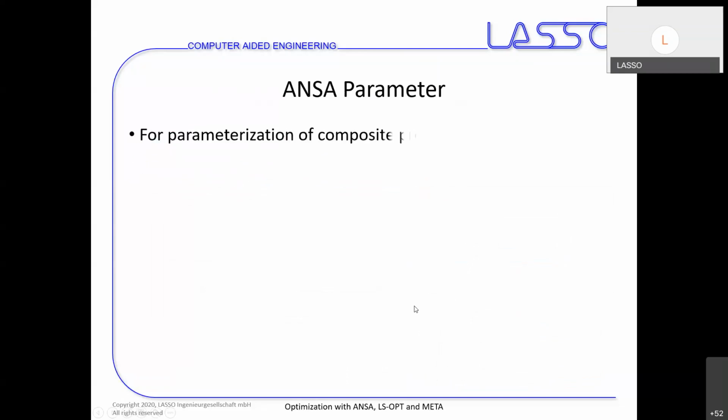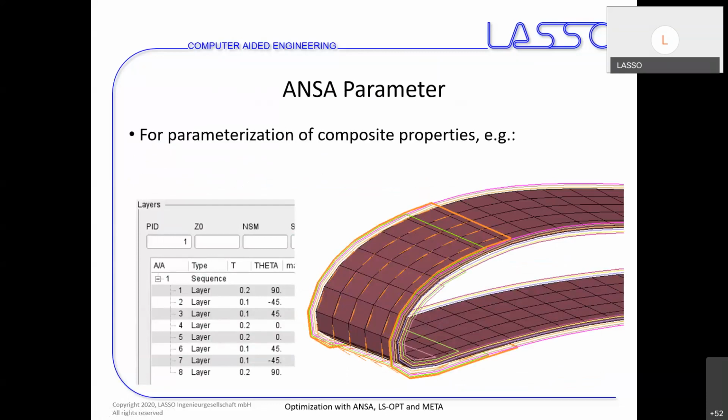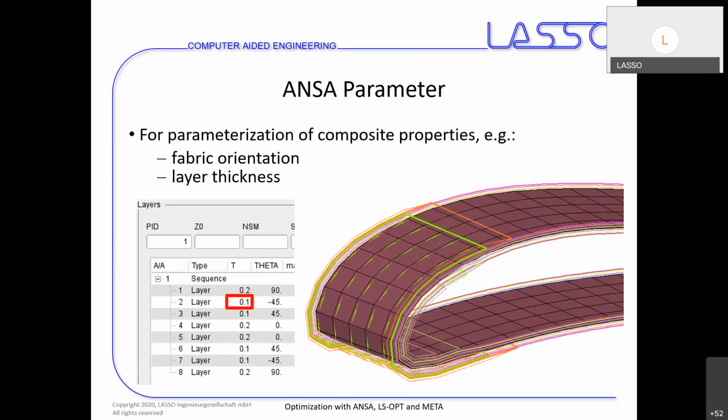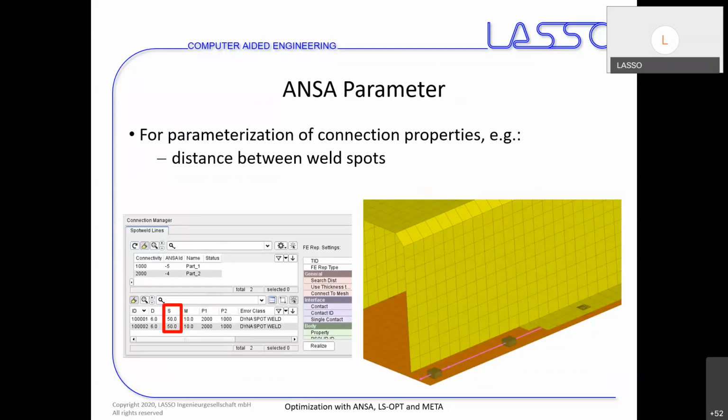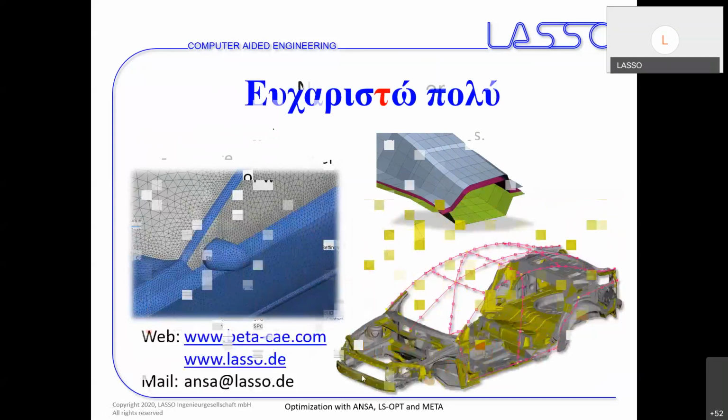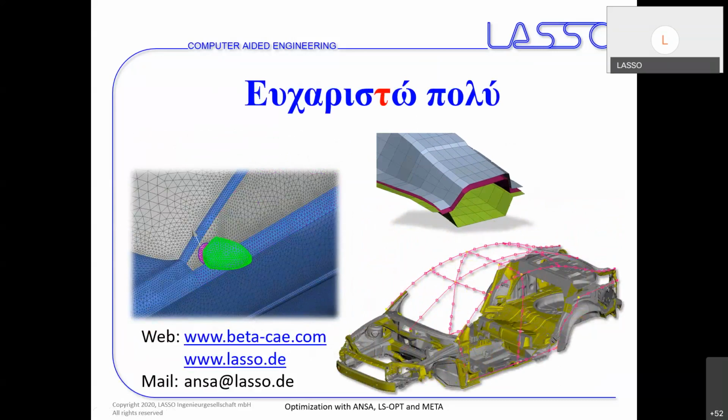Another example where such parameters are used is the composite tool, the laminate tool. We can use parameters for varying the thickness or the nominal fiber angle, and do optimization with this. And we have already seen, you can use it in the connection manager in order to parameterize connection entities like connection lines, the distance of spot welds, the diameter of spot welds. All the fields that exist there can be assigned to a parameter. Well, that's all for today.